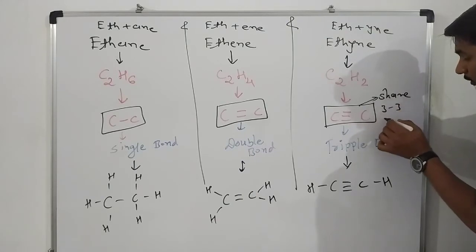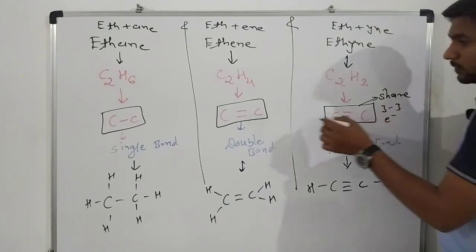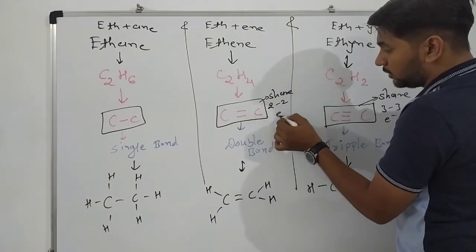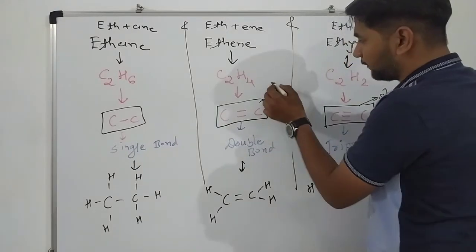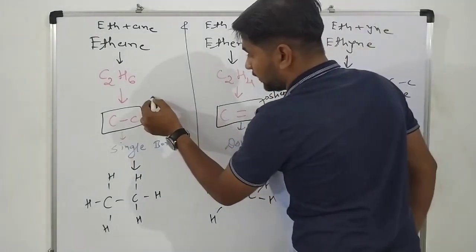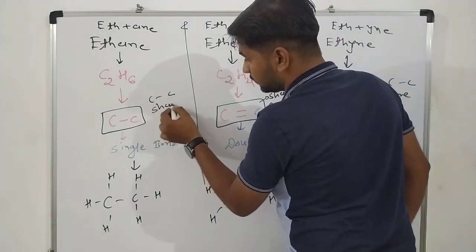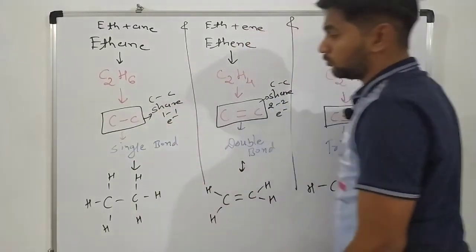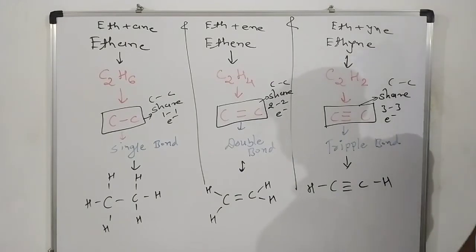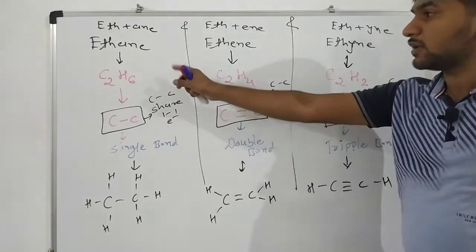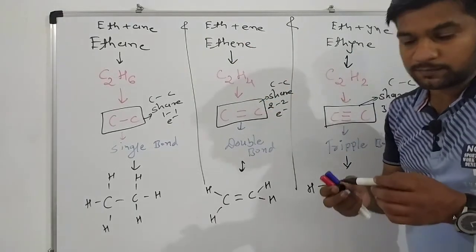Share 3 electrons. Here share 2 electrons. Carbon carbon share. Who share? Carbon carbon share. Here carbon carbon share single, that is, one electron. Okay, here you have the simplest information about ethane, ethene and ethyne.